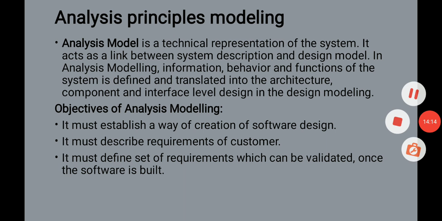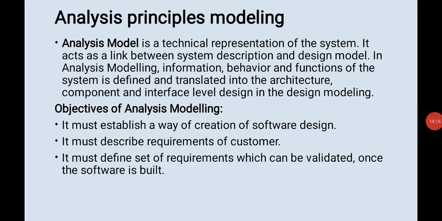Next we come to analysis principles modeling. Analysis modeling is a technical representation of the system. It acts as a link between system description and design model. In analysis modeling, information, behavior, and functions of the system are defined and translated into the architecture, component, and interface level designing in the designing module. Right, so it's a link between your system description and design model. So your analysis helps in linking the two, the description to the model, and all the behavior and functions are very well understood in this analysis part. So what's the objective of this analysis modeling?